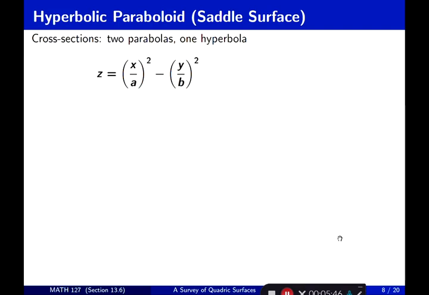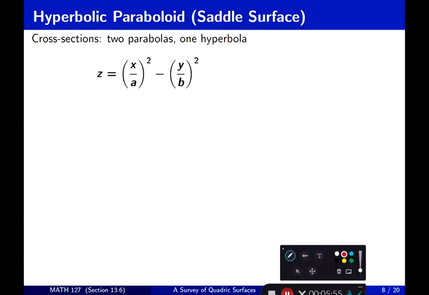Now let's discuss the hyperbolic paraboloid. So how does this one work? Let's say z equal to a constant, z equal to c, and then you get (x/a)^2 minus (y/b)^2 equal to c. This is a hyperbola. And so for z equal to c, you get a hyperbola.